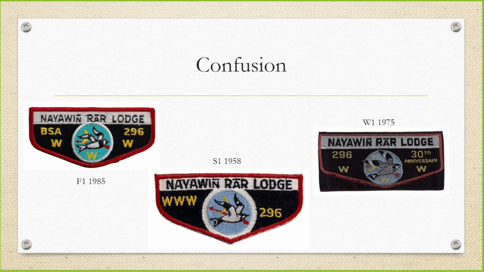That's where the confusion comes in. And luckily, we don't have a lot. We only have one woven. We only have a handful of Fs. So basically, everything is an S, and it's all nice and neat in chronological order.